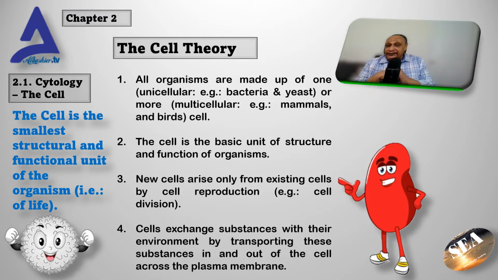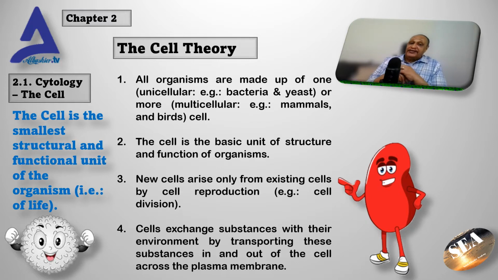Even the plants are the same. The second pillar is that the cell is the basic unit of structure and function of the organism, and this is what we already said before. Third, new cells arise only from existing cells by cell reproduction or cell division. So no cells come from nothing. All cells exist as the daughter cells of pre-existing ones, and this is the most important criterion of the cell theory.